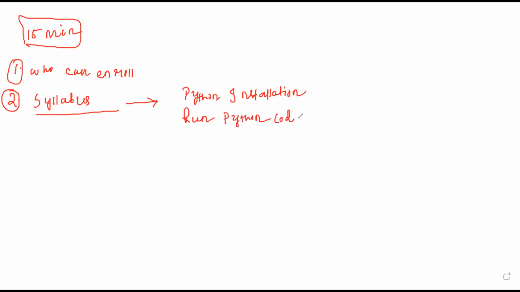After running Python code, we will discuss what is variable, what is function, and then what is lambda expression, what is data structure, like list, tuple, set, dictionary, string. After data structure, we will discuss loops, like what is if-else, what is your for loop, what is your while loop, how to write a for loop, how to write a while loop.